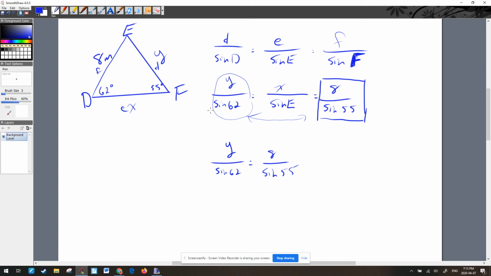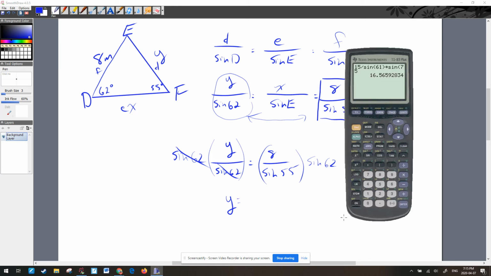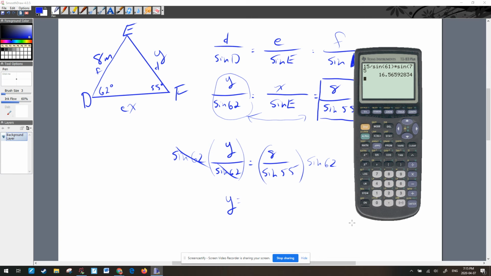Okay, there we go. Similar to before, y is being divided by the sine of 62, so I'm going to multiply both sides by the sine of 62. Those are going to go away, and we're going to have y equals this. So I'm not going to rewrite it this time. I'm just going to go ahead and type that into my calculator and get the answer. So we're going to have 8 divided by the sine of 55 times the sine of 62.